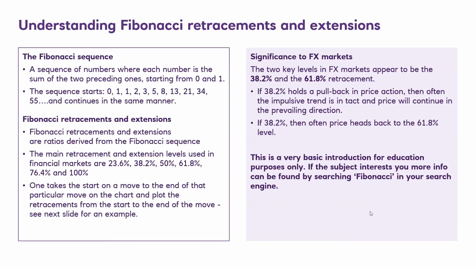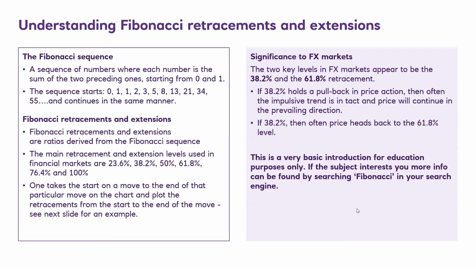The main retracement and extension levels used in financial markets are 23.6%, 38.2%, 50%, 61.8%, 76.4%, and 100%. One takes the start of a move on the chart to the end of that particular move, and we plot the retracements from the start to the end of that move.